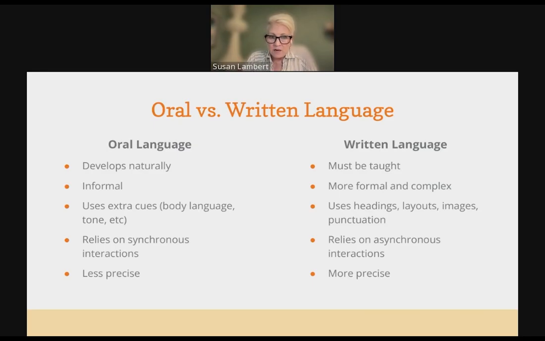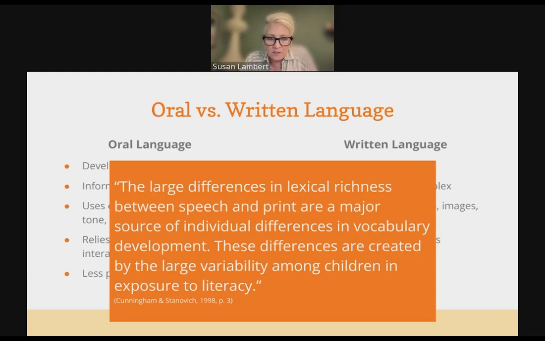Remember this idea of oral language that develops naturally, and written language that must be taught, how written language is more formal and complex. And by the way, that means by design that it uses more vocabulary. This comes from the same article. The large differences in lexical richness. Oh my gosh, think about those two words. Talk about complex concepts. Lexical richness. Basically, that means the words are so rich on the page, right?